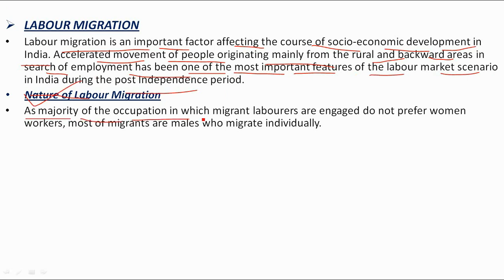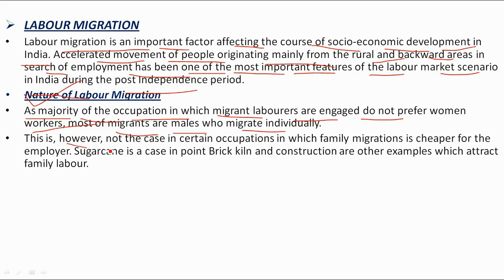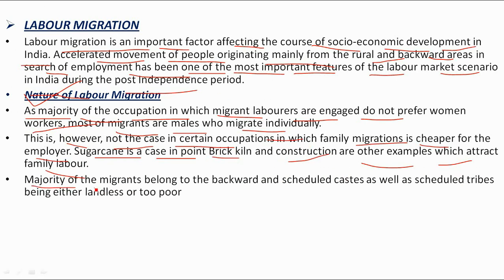A majority of the occupations in which migrant laborers are engaged do not prefer women workers. Most of the migrants are males who migrate individually. This is, however, not the case in certain occupations in which family migration is cheaper for the employer. Sugarcane is a case in point; brick kilns and construction are other examples which attract family labor. Then the majority of the migrants belong to the backward and scheduled castes as well as scheduled tribes, being either landless or too poor.